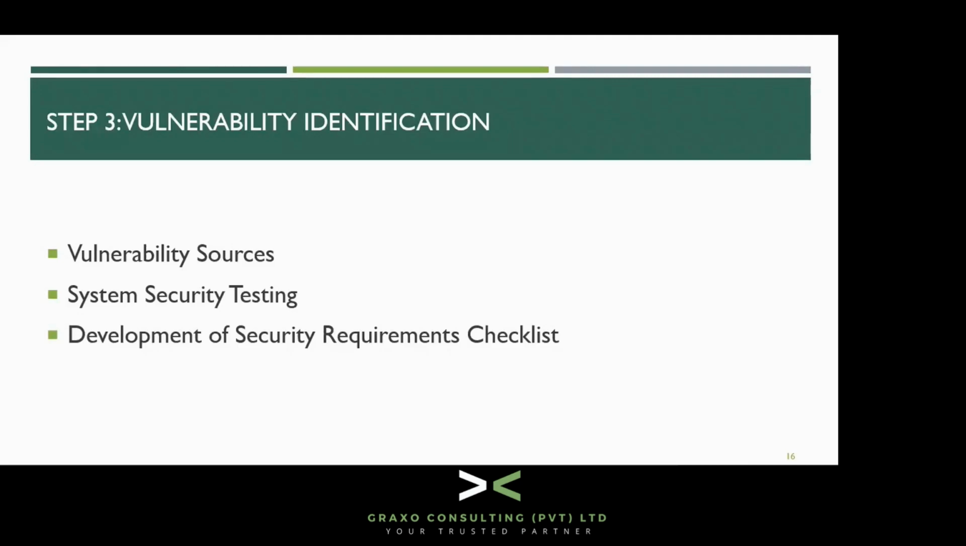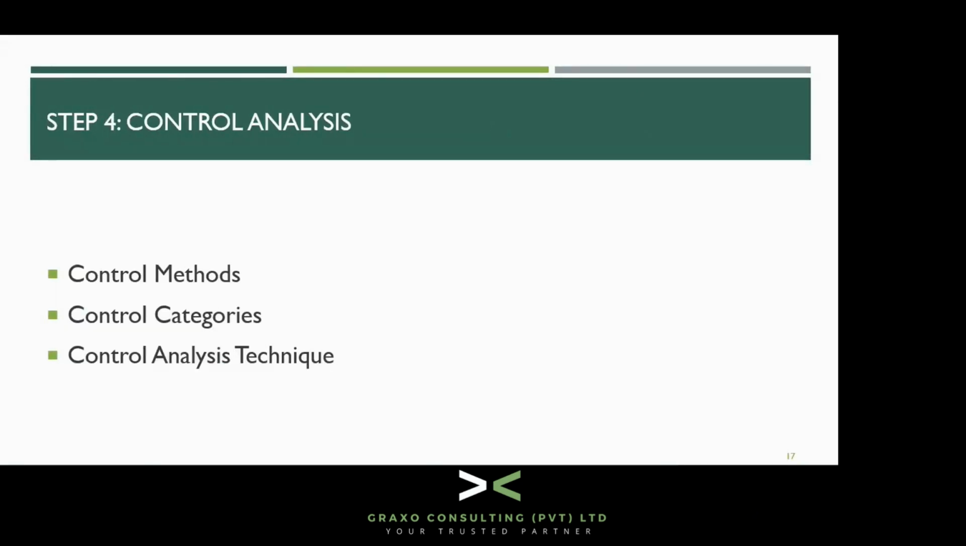Last but not least, we are going to develop a security requirements checklist. A requirements checklist contains the basic security standards that can be used to systematically evaluate and identify the vulnerabilities of the assets, like hardware, software, information, procedures, processes, and information transfers associated with a given IT system. Moving on to step four, control analysis.